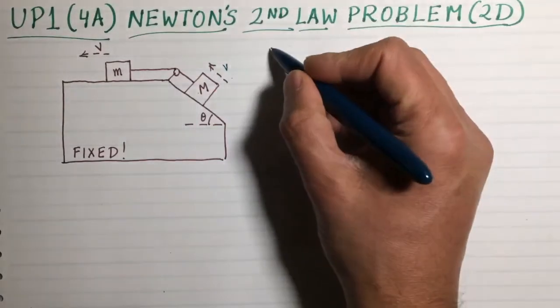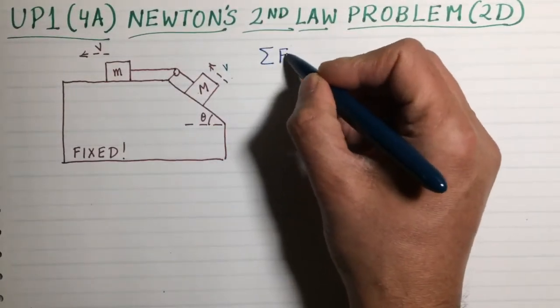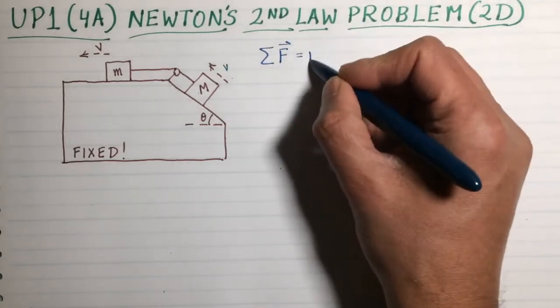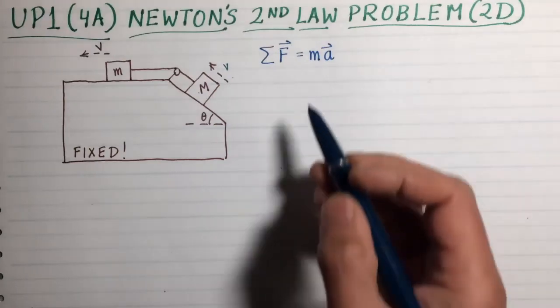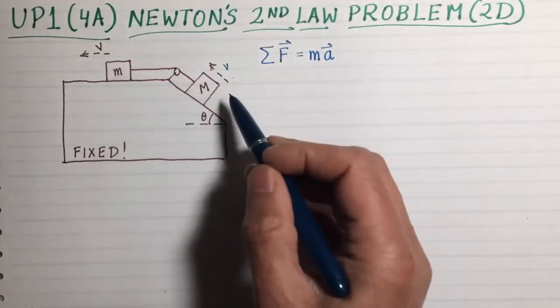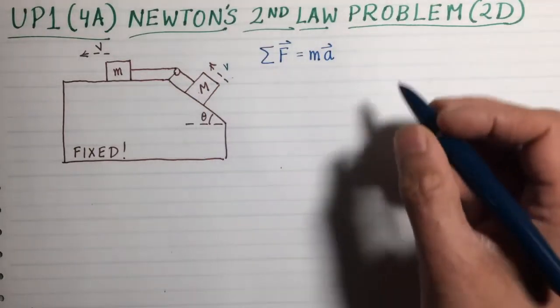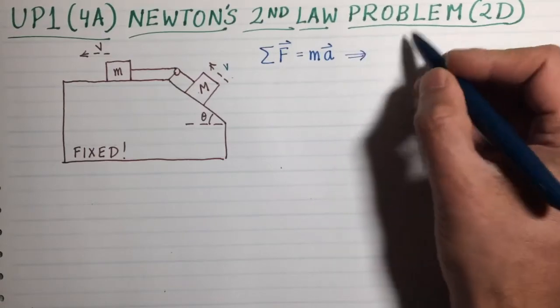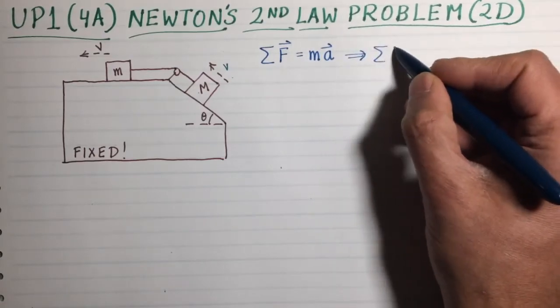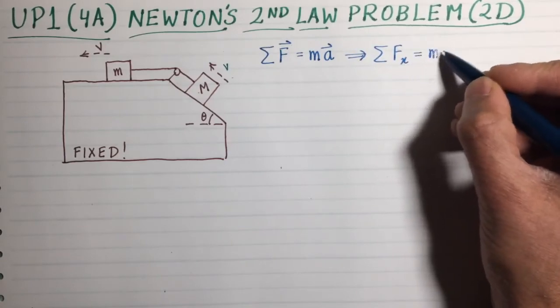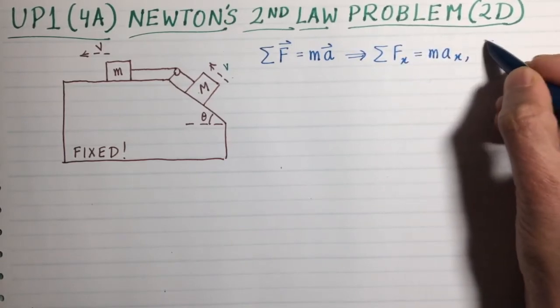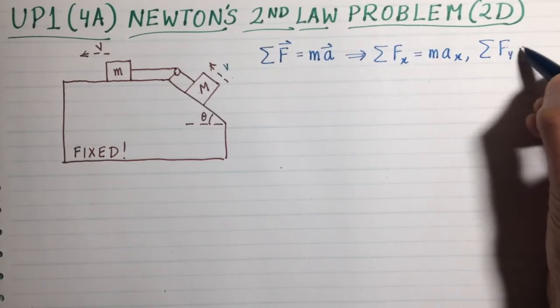Newton's second law says the sum of all the forces is equal to mass times acceleration, where little m stands for either this mass or that mass. Now this can be broken up in two dimensions as two separate equations. The sum of forces in the x direction is equal to mass times acceleration in the x direction, and similarly for the y direction.